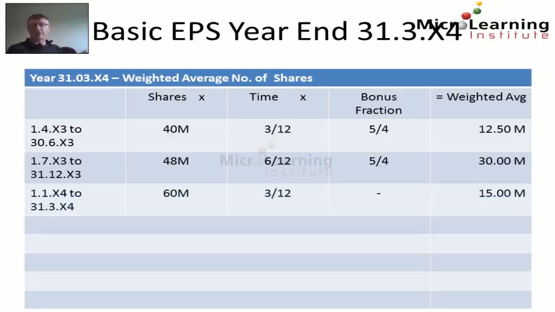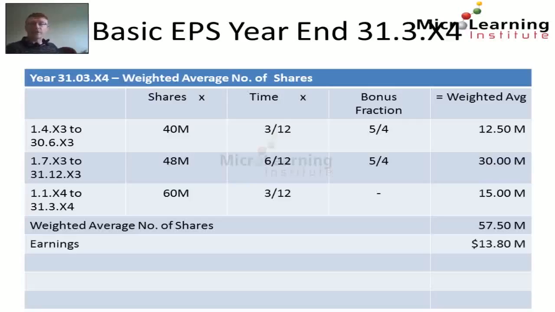Now the final period we're going to look at is the period from the 1st of January to the 31st of March, and we simply had 60 million shares in circulation for that period, which is a 3-month period, and the time-weighted average effect of those shares is 15 million shares. So our total weighted average number of shares in circulation for the year is 57.5 million shares.